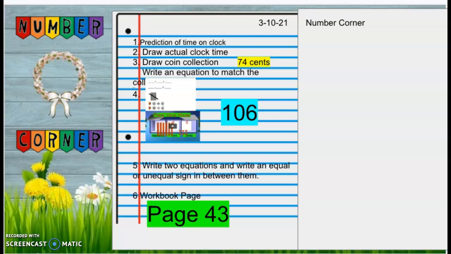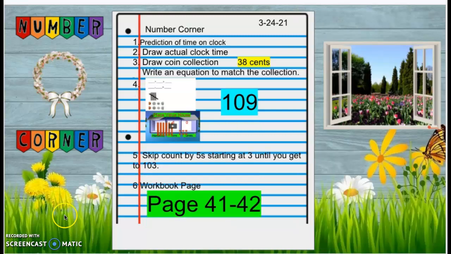Next to number 6, I apologize, I was on the wrong page. For number 6, you are working on page 41 and 42 in your workbook.